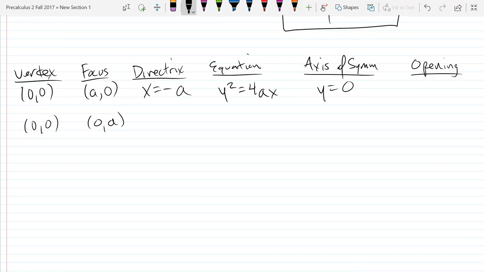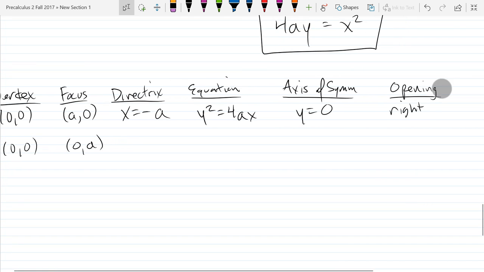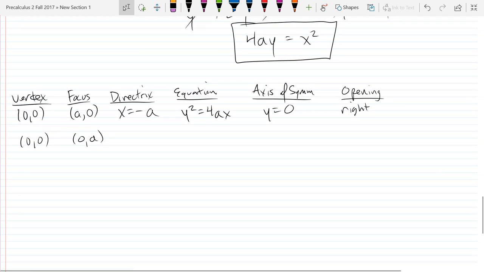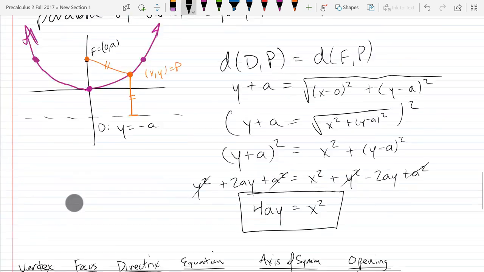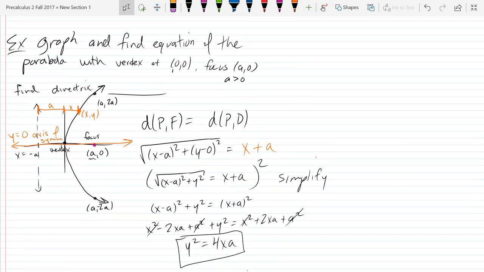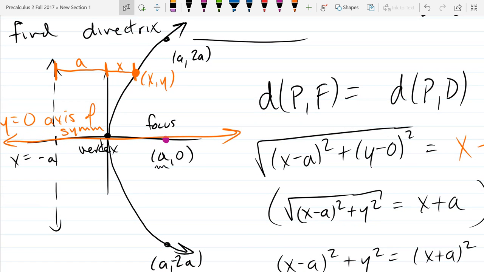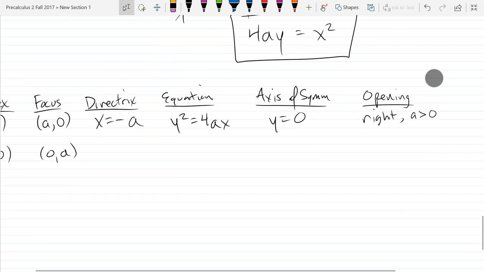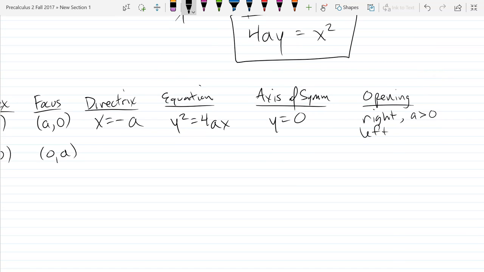And it opens to the right. And it opens to the right when a is greater than 0. If a is less than 0, you're going to get basically the exact same picture, except you're going to get the mirror image. So the focus would be on the left, the directrix would be on the right, and it would open to the left. So it's opening to the left if a is less than 0.